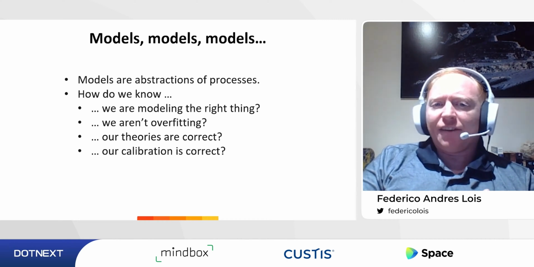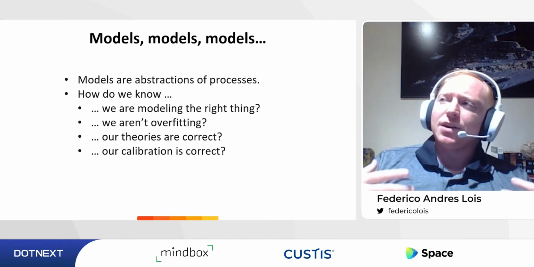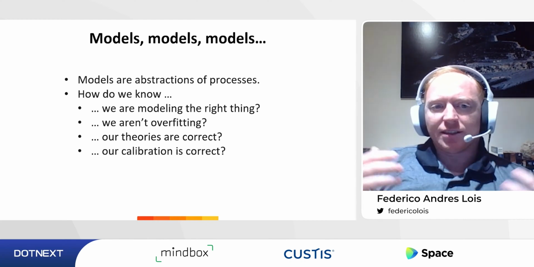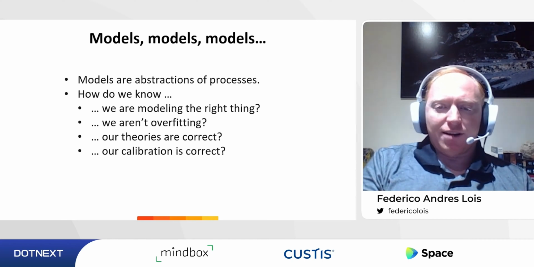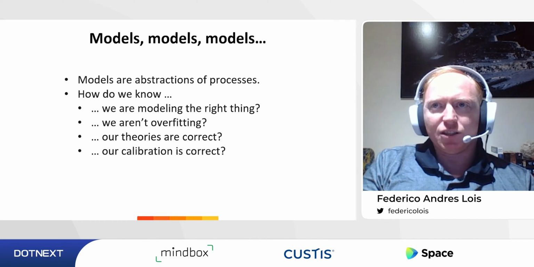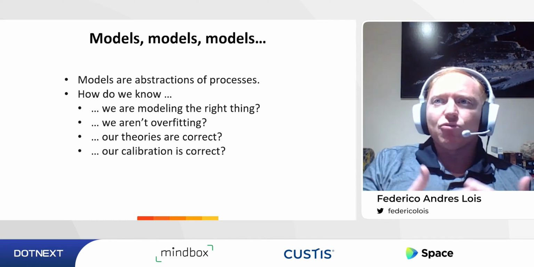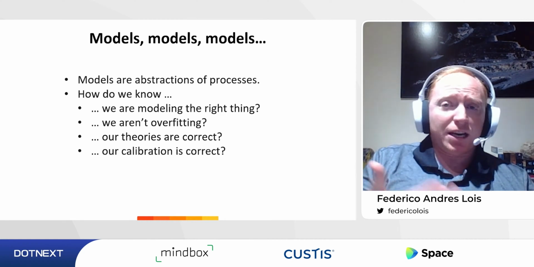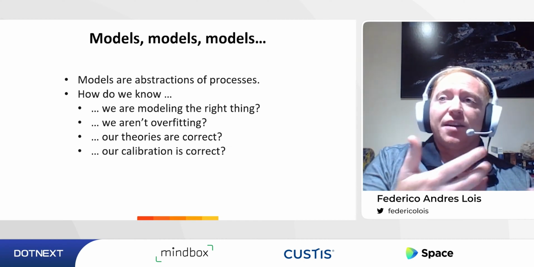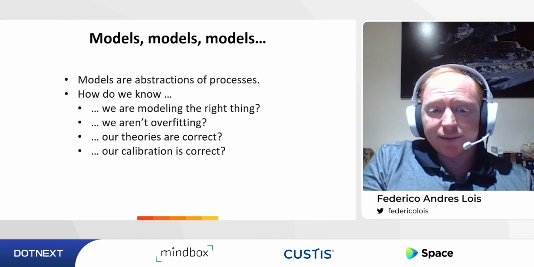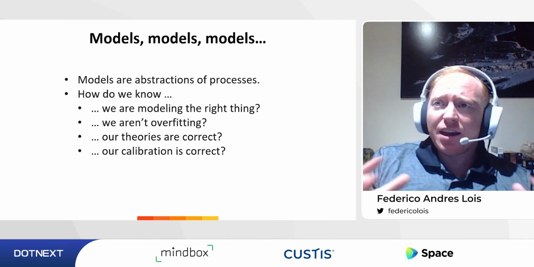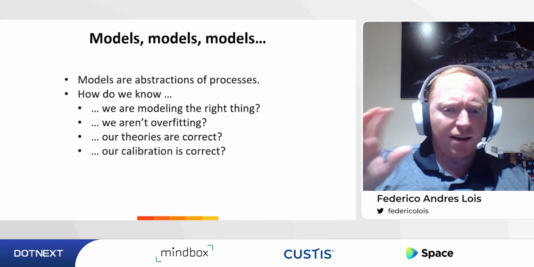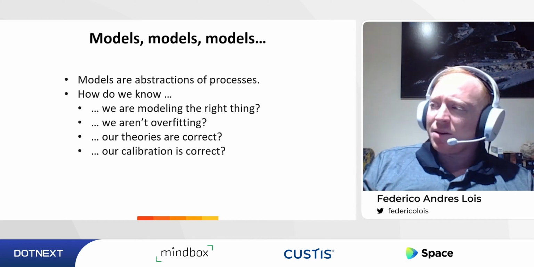Models are abstractions of processes, and those equations actually mean something. But before going into the equations themselves, how do we know if we're modeling the right thing? If we are overfitting to what we think is the root cause of something? How are we even able to understand if our theories are correct, because if we're modeling something, it's because we have an underlying theory in there. Or how do we calibrate? Let's assume that our model captures what we want and it's not overfitting, then you have the problem of the data.